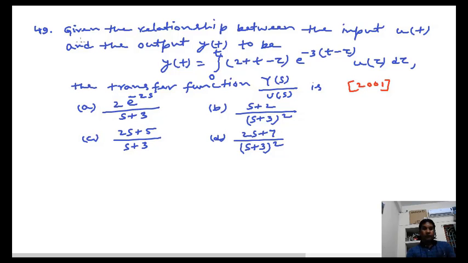The next question is, given the relationship between the input ut and the output yt to be yt equal to integral 0 to t of 2 plus t minus tau multiplied by e to the power minus 3 t minus tau u tau d tau. The transfer function Ys divided by Us is, there are 4 alternatives given, and this question has been asked in GATE 2001. Let us see which one of the given options is correct.